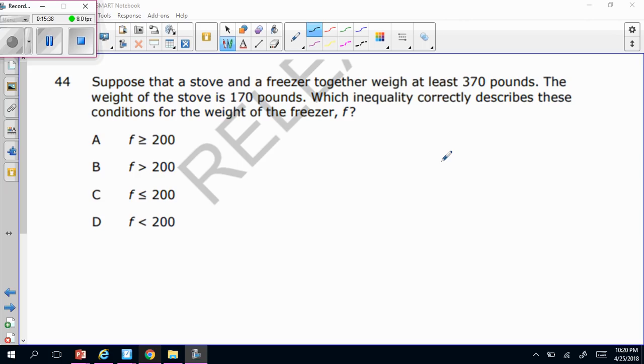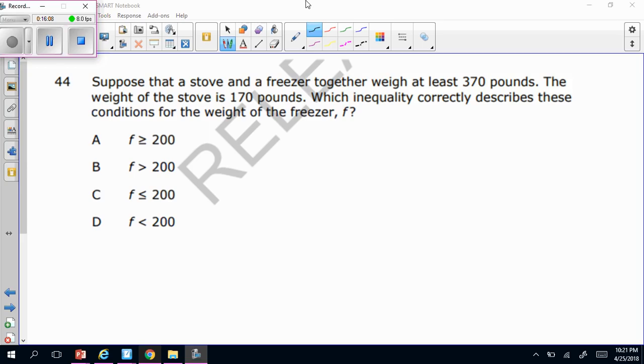Now, this is a question from a released EOG. So this is something that you would see on your EOG. So let's look at this together. Write this whole thing down in your notebook. I know it's a lot, but write this whole thing out. Do not write A, B, C, or D. I repeat, do not write down A, B, C, or D, just the problem. You can pause the video.